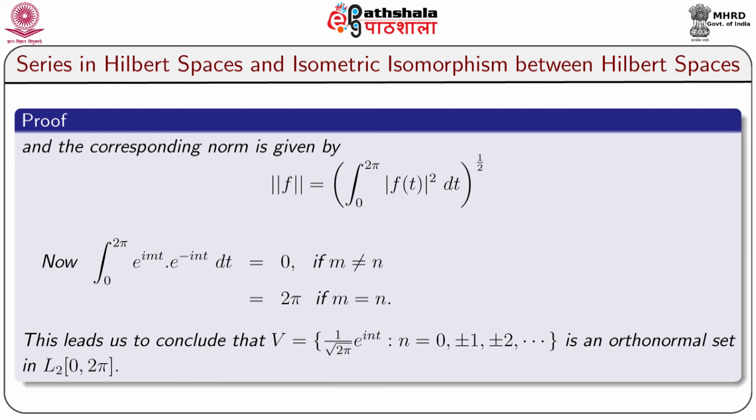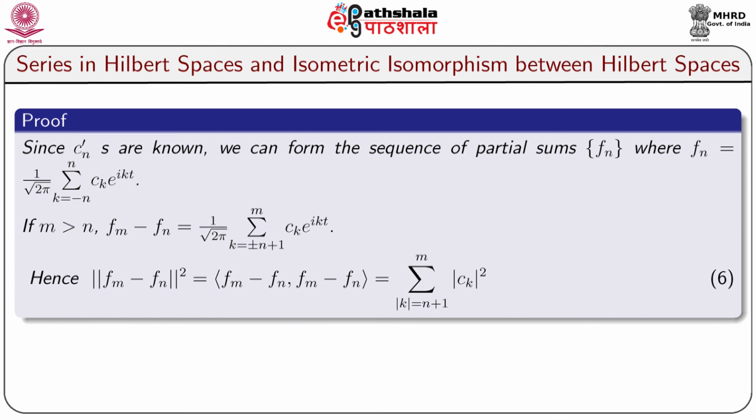Now, integration 0 to 2 pi e to the power imt into e to the power minus int dt equal to 0 if m not equal to n, equal to 2 pi if m equal to n. Thus, we conclude that the collection of all such elements 1 by root over 2 pi e to the power int where n is equal to 0, comma plus minus 1, comma plus minus 2 dot dot dot is an orthonormal set in L2 0 to 2 pi.